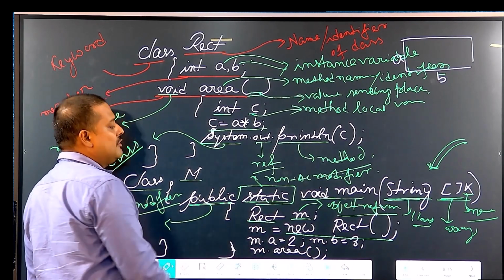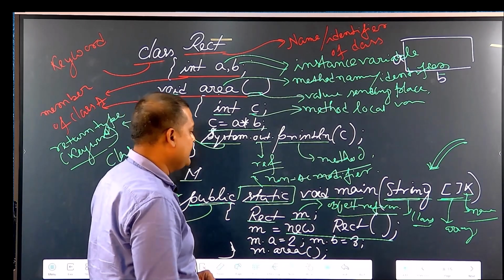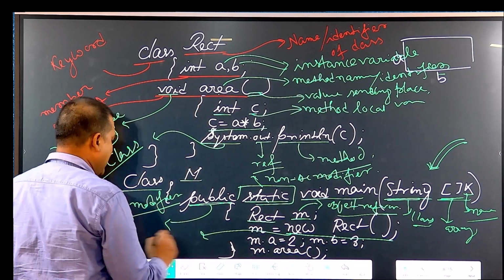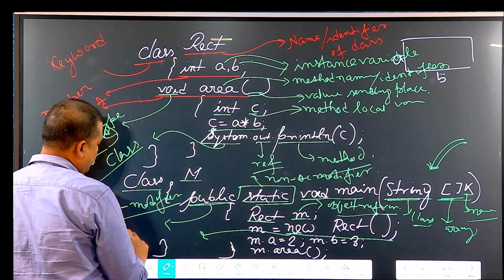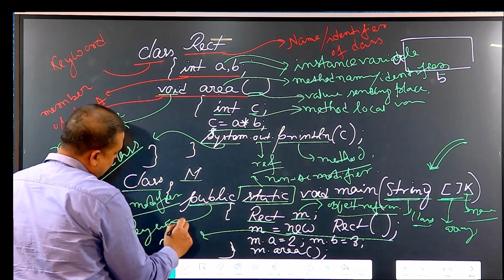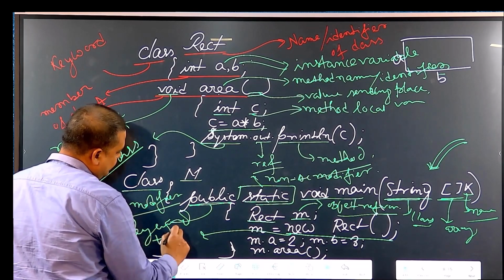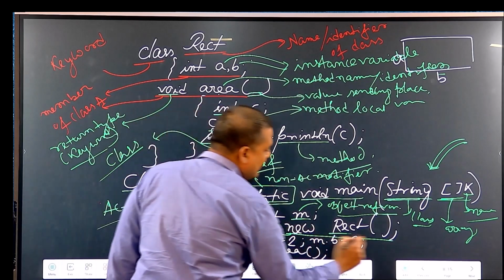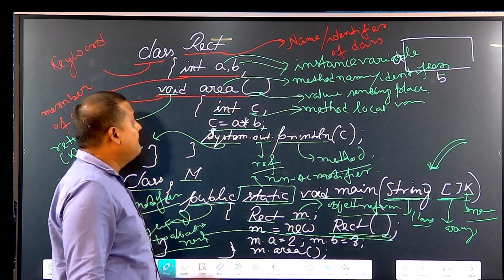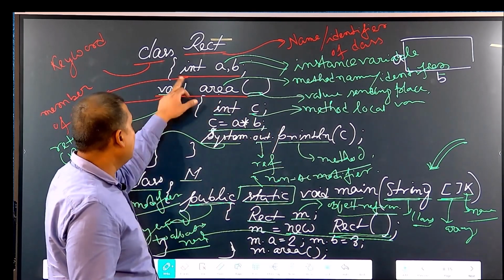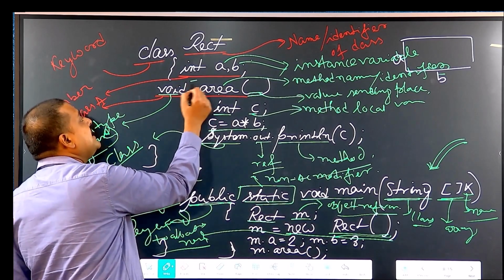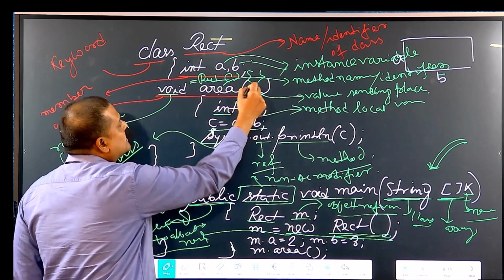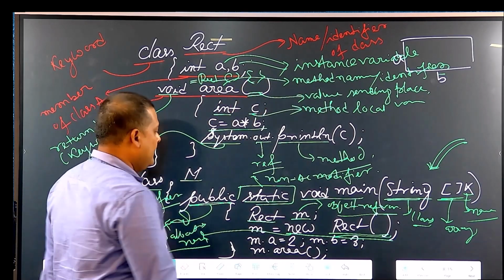New is a keyword to allocate memory space dynamically. New is a keyword to allocate memory, and Rect is what? This is a call to this particular function. What is the function here? It is written by default. This will be written as Rect open bracket close bracket. This is called a constructor.